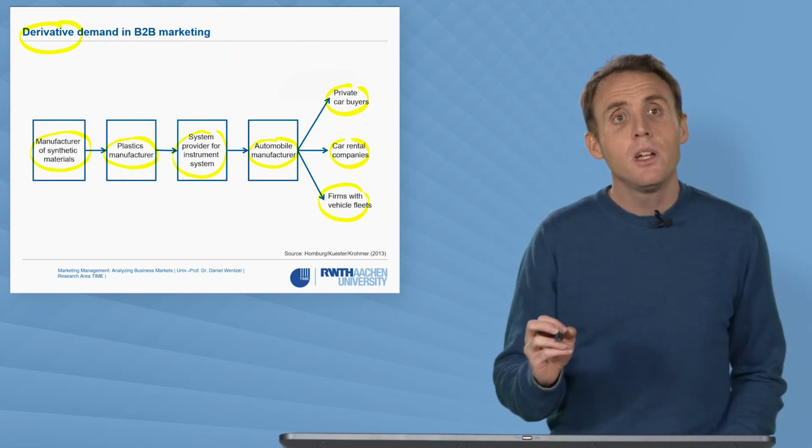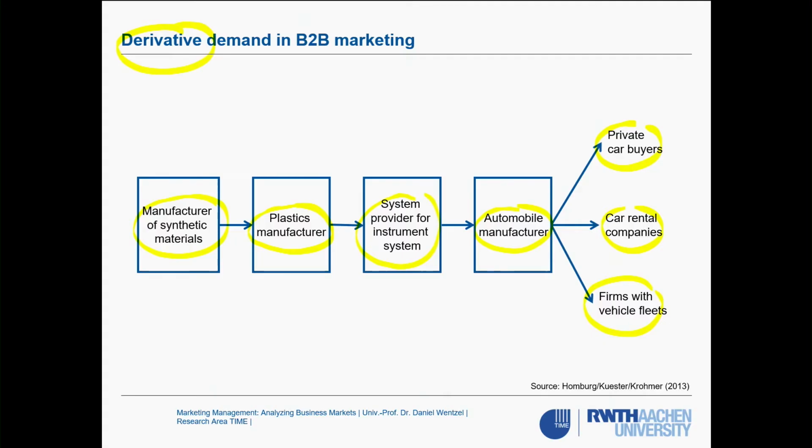Now, let's assume you're working for a company like Bosch and providing instruments for BMW. Who is your customer? Your customer, of course, is BMW, and that's the customer you need to make happy, but should that be your entire perspective? Probably not, because the demand for your systems is derived from the demand for BMW cars. This has two very important implications for B2B marketing.